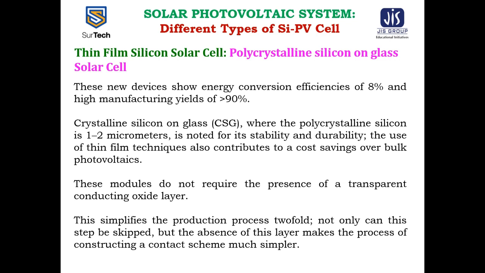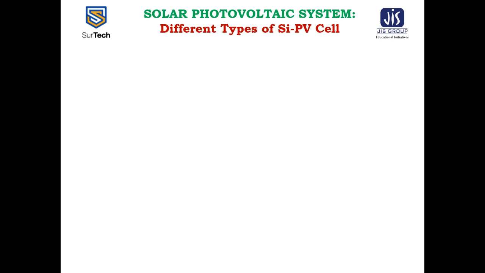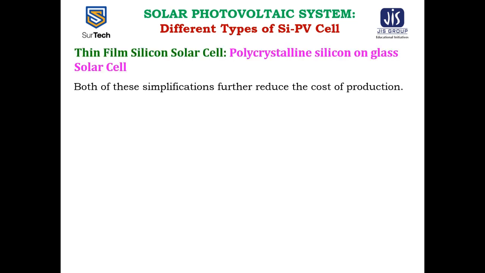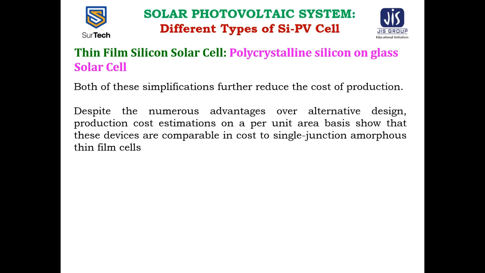Not only can this step be skipped, but the absence of this layer makes the process of constructing a contact scheme much simpler. Both of these simplifications further reduce the cost of production. Despite the numerous advantages over the alternative design, the production cost estimations on a per unit area basis show that these devices are comparable in cost to single junction amorphous thin film solar cell.